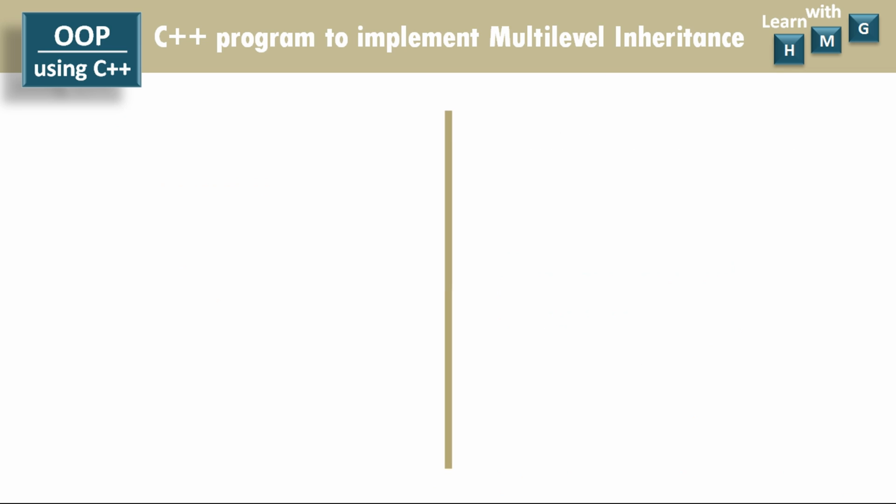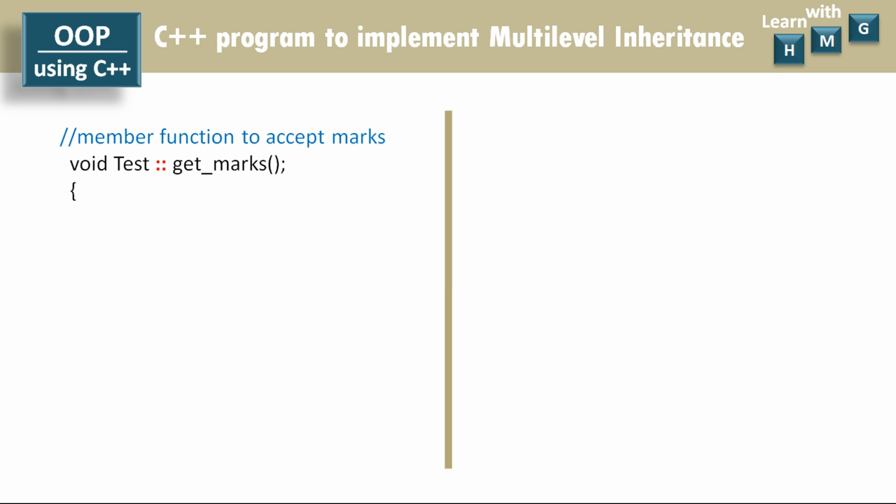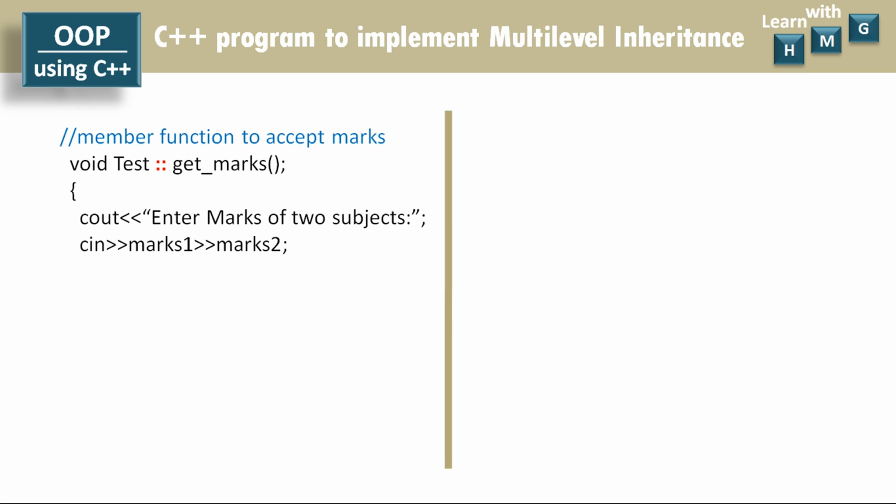Member function definition: to accept the marks of student, get marks, which is the member function of test class. So test scope resolution operator get marks, it accepts no arguments and returns no value. Enter marks of two subjects using cin marks1 marks2, accept the marks. End of the function. So like this we have finished the complete definition of class test, which is the intermediate base class derived from the student class.